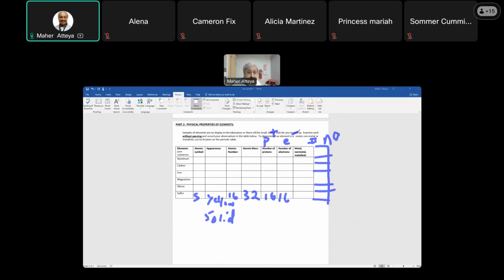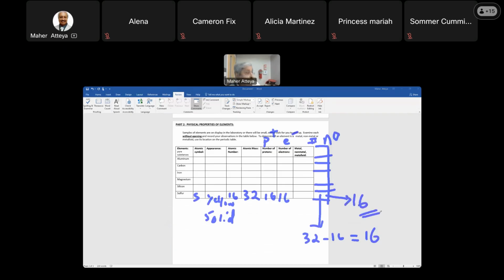So how much is it here? It turns out to be 32, the atomic mass, minus the number of protons, because atomic mass is the mass of the protons plus the neutrons. Electrons are so tiny, they are not part of the atomic mass consideration. So 32 minus 16 will be what? 16. So you write 16 here. When you write this data in your lab report, I will give you tonight, I will add another column, guys. That's neutrons. So 16.